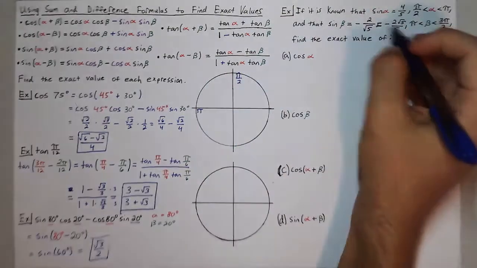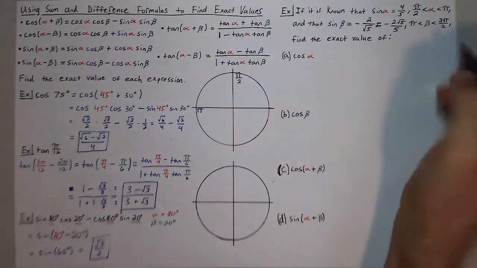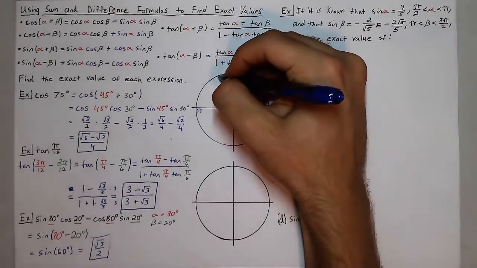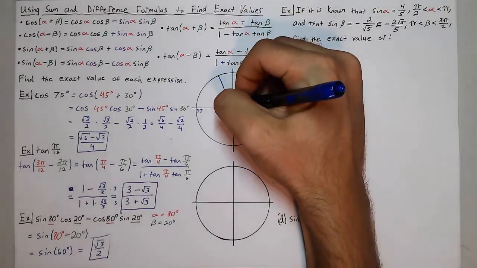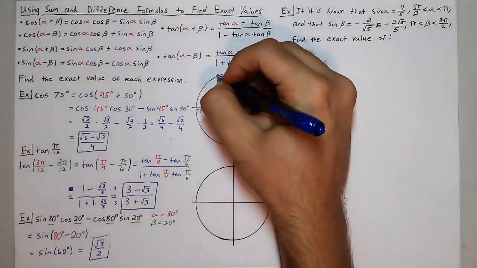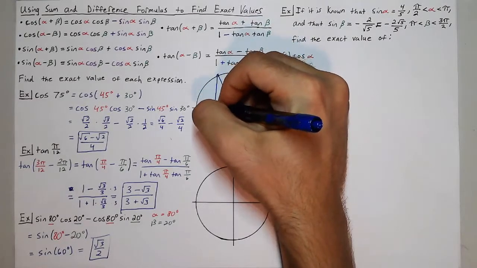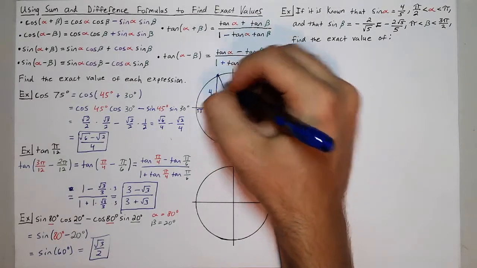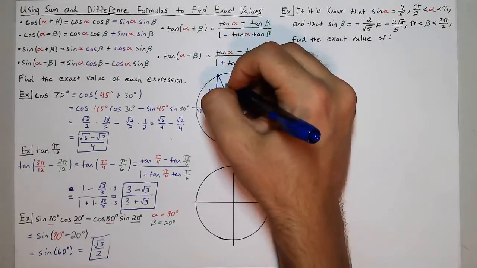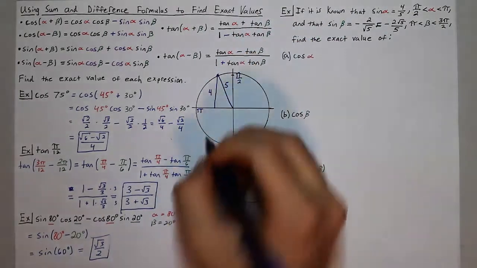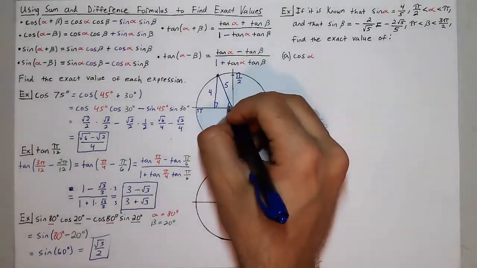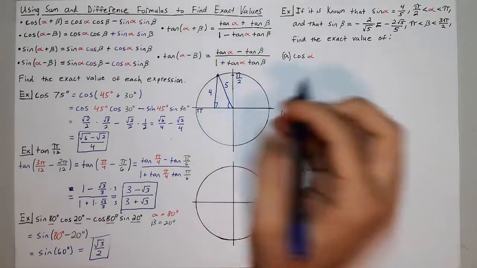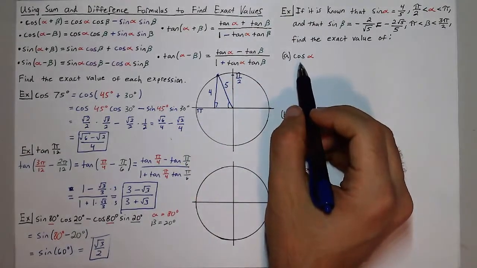So sine is usually opposite over hypotenuse. So if I imagine an angle going out, the opposite side will be 4. So it goes up to 4, and has a hypotenuse of 5. And now I want to find this remaining side so I can evaluate cosine of alpha.